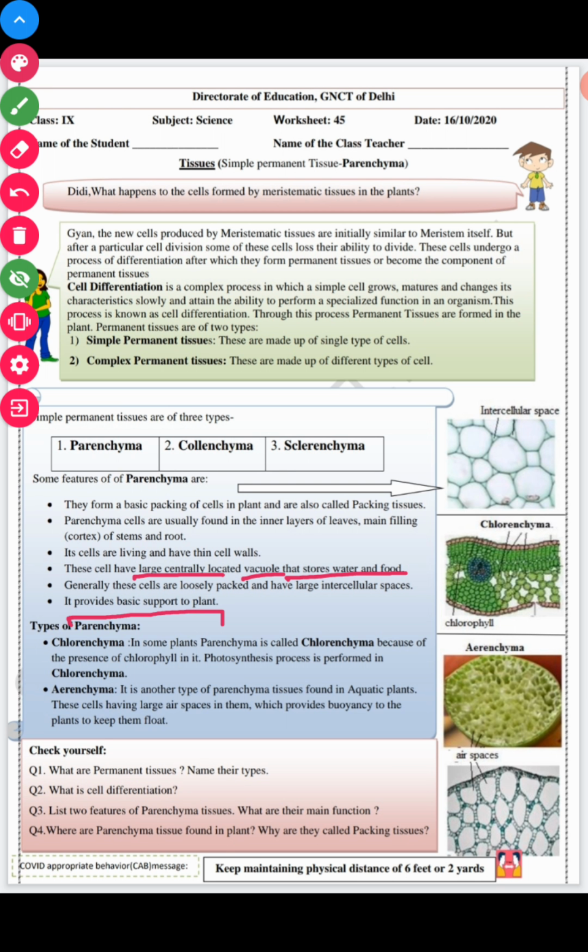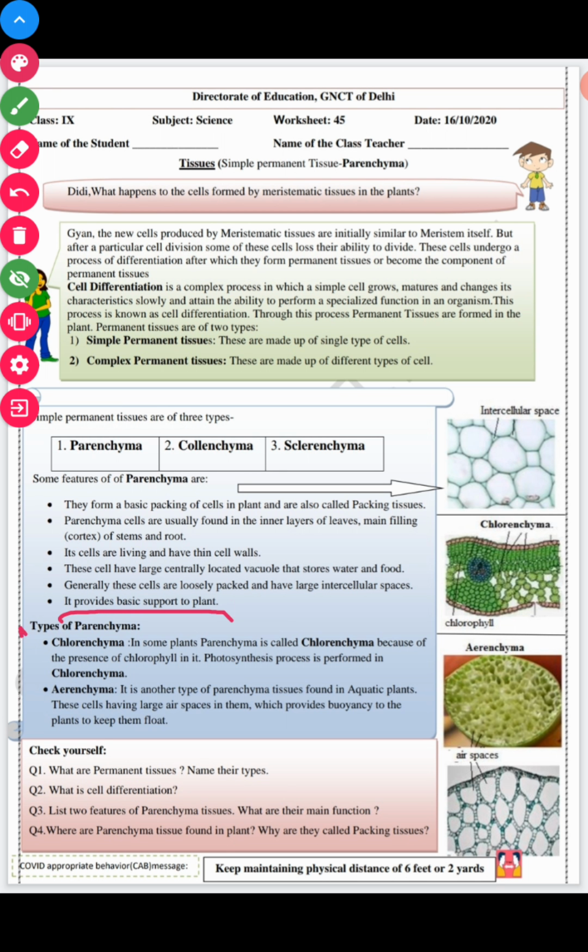See, the space between the cells is called the intercellular space, the space between two cells. So these are the intercellular spaces. Okay, so these cells are loosely packed and have large intercellular spaces, and they provide basic support to the plant. The main function of parenchyma is to provide basic support to the plants.